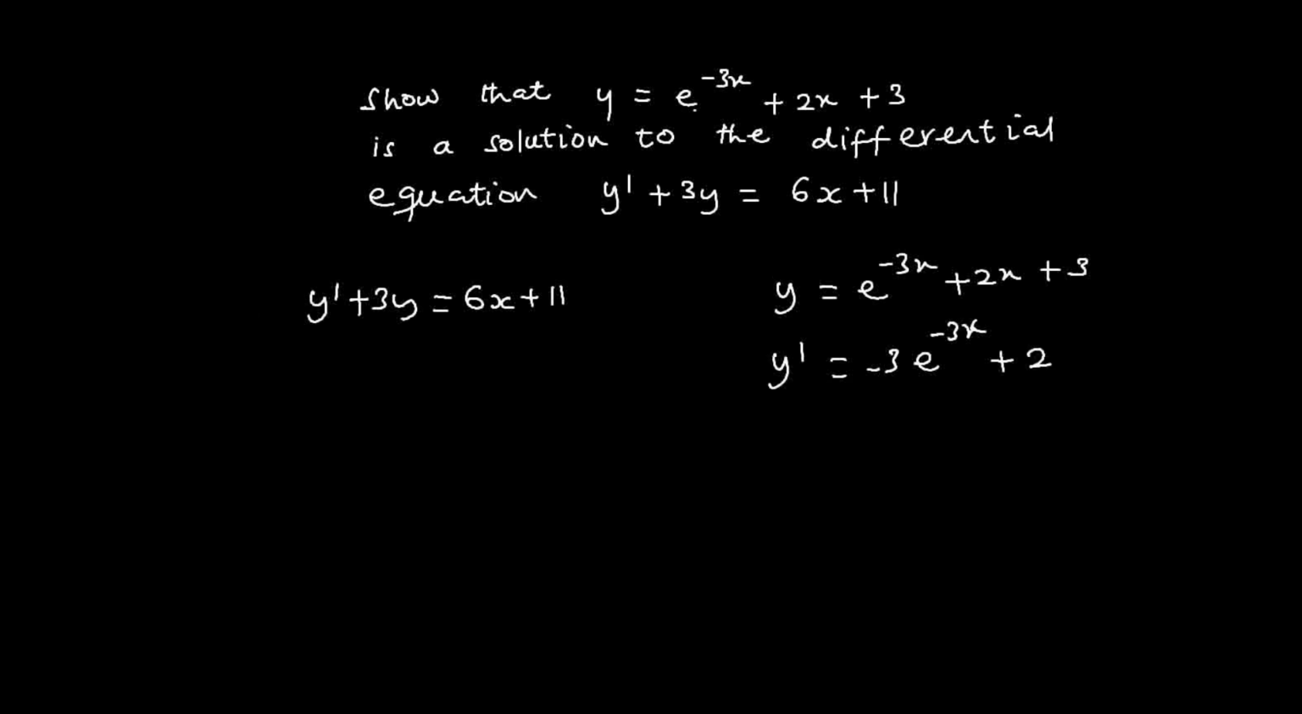So let's look at that. Okay, so that will be minus 3 e to the power what? Minus 3x, okay, plus 2. Then plus 3 multiplying the function itself. So that was e to the power minus 3x plus 2x plus 3.